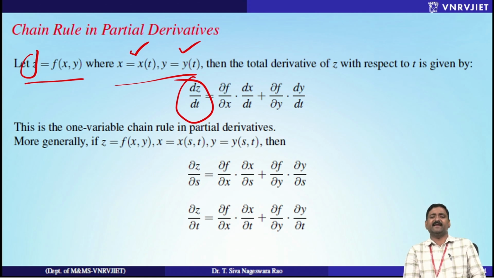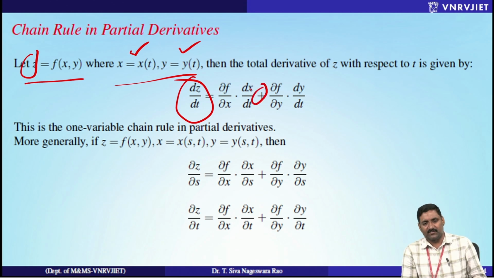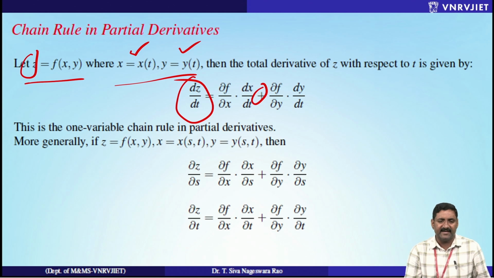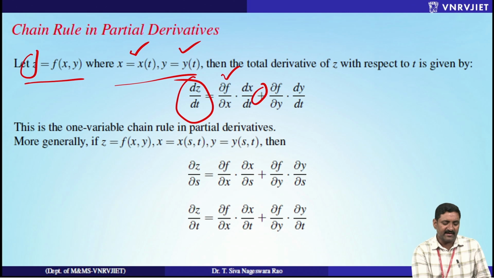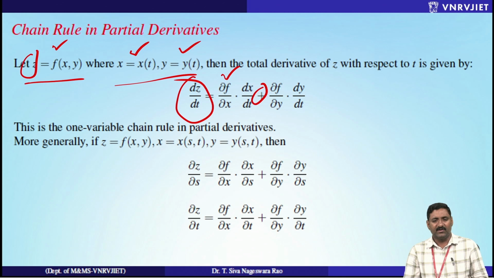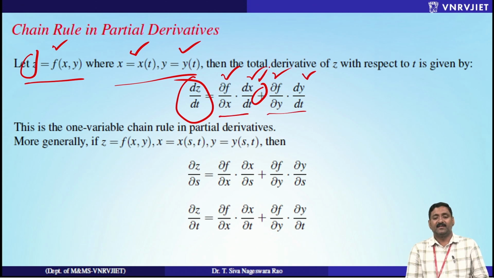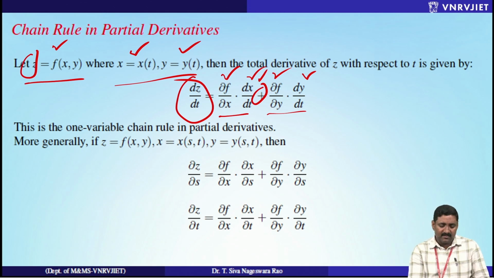So, this dz by dt in terms of partial derivatives. Here we are taking the sum of partial derivatives. It is defined as dz by dt is equal to dou f by dou x into dx by dt. Why here we have partial derivative? F is depending upon two independent variables, means z is depending upon two independent variables. We'll get the partial derivatives. So dou f by dou x into dx by dt, dou f by dou y into dy by dt. If you are taking the sum of these two, then only you will get the total derivative of z with respect to t. This is called chain rule of partial derivative in one variable.